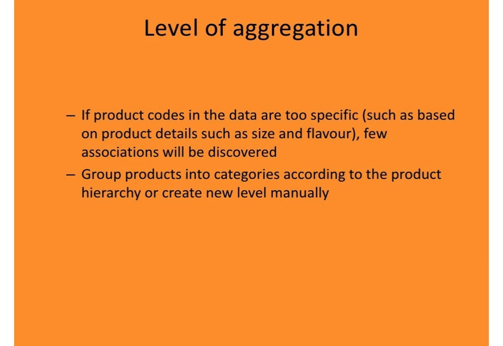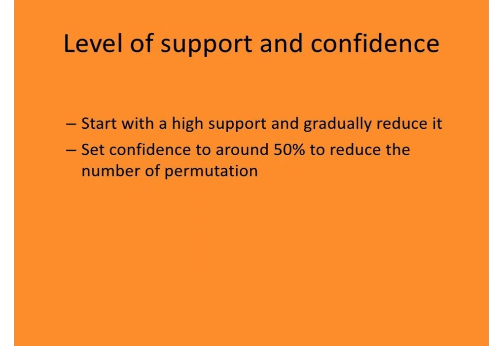Next, take a look at the level of support and confidence. Start with high support and gradually reduce it. Set confidence to around 50% to reduce the number of permutations. Also mention there should be a minimum level.